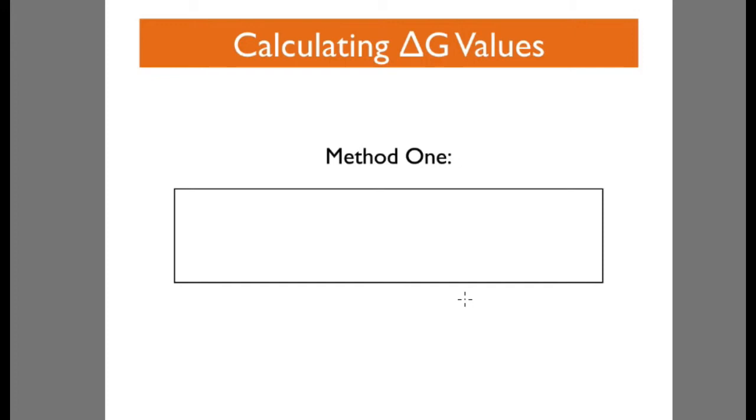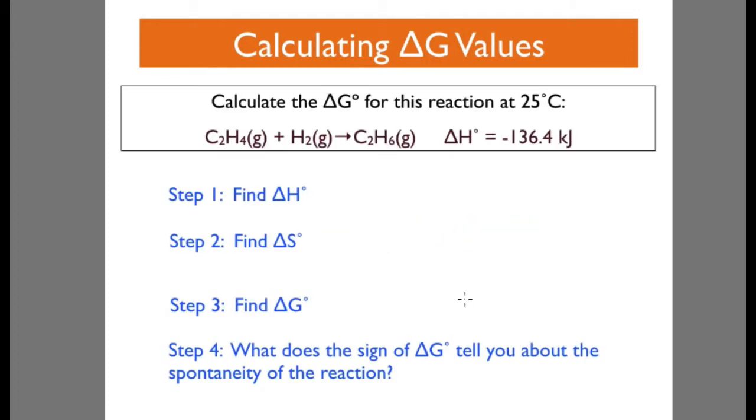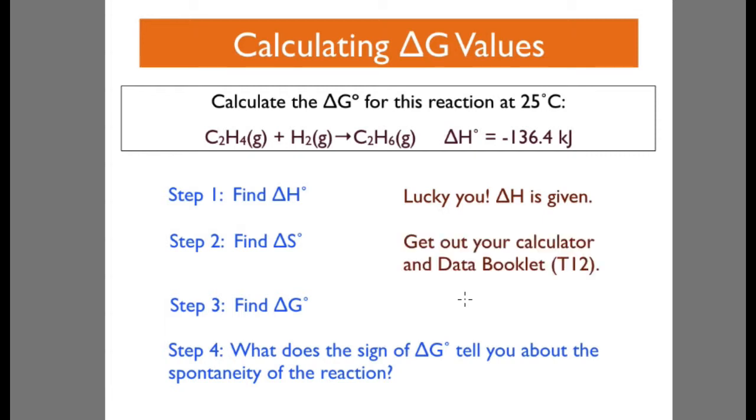To calculate the change in Gibbs free energy, we can just use the formula. And you have to find delta H first, then delta S, and then delta G in that order. And then you look at the sign and you can tell if it's spontaneous or not. Delta H is given in this question, and ordinarily it will be, or you can look it up. You get out your data booklet, and you can find out the change in entropy using the formula that we've already looked at. Then again, you just use the formula that we looked at before using your calculator, and then you find out the sign.